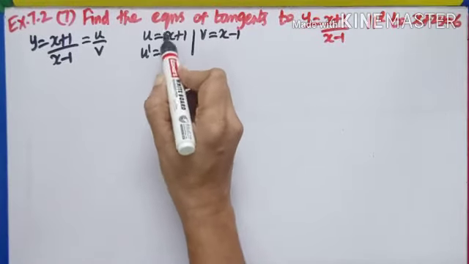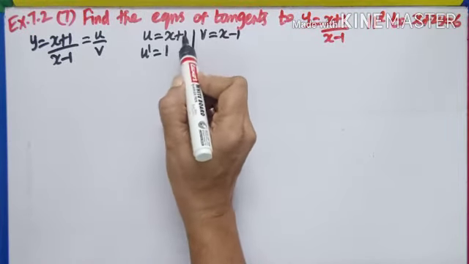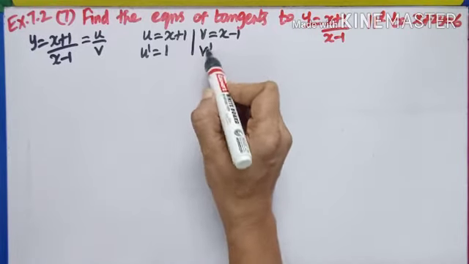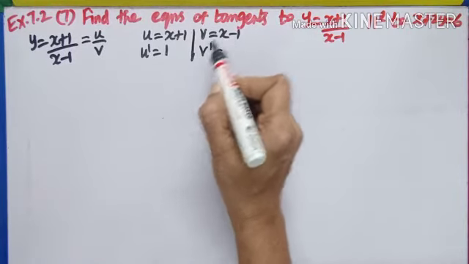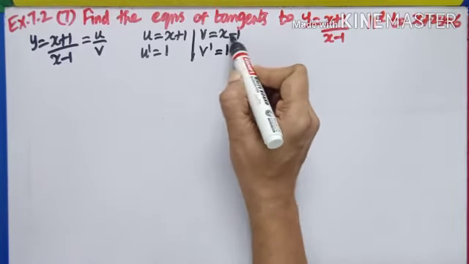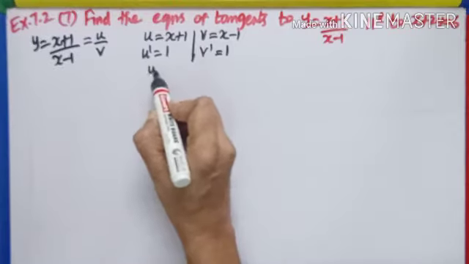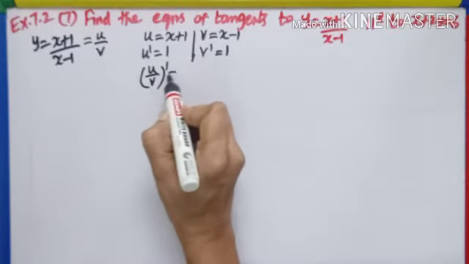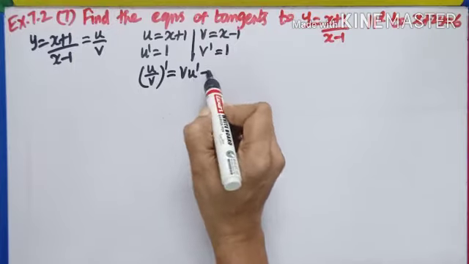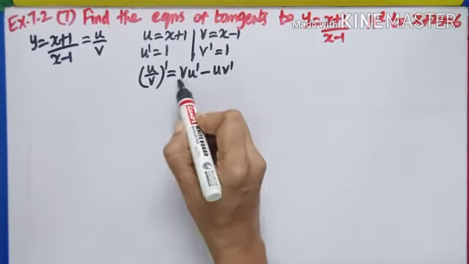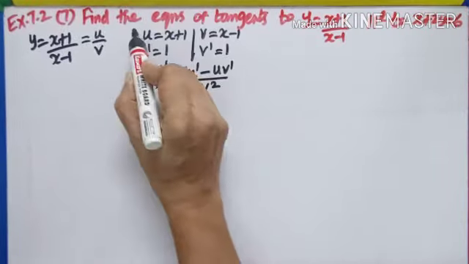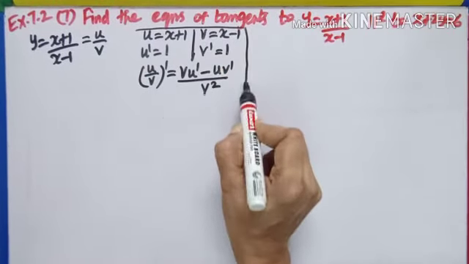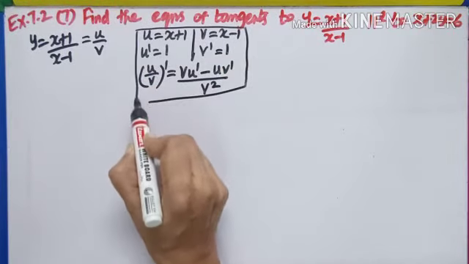u dash: differentiate this, x will become 1, 1 will become 0. v dash: again, x will become 1, 1 will become 0. And what is the formula? u by v, the whole dash, is v u dash minus u v dash by v square. Substitute this step in the question.